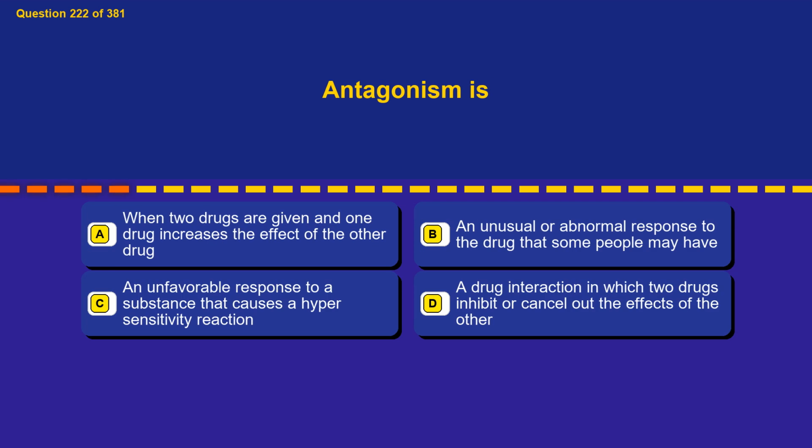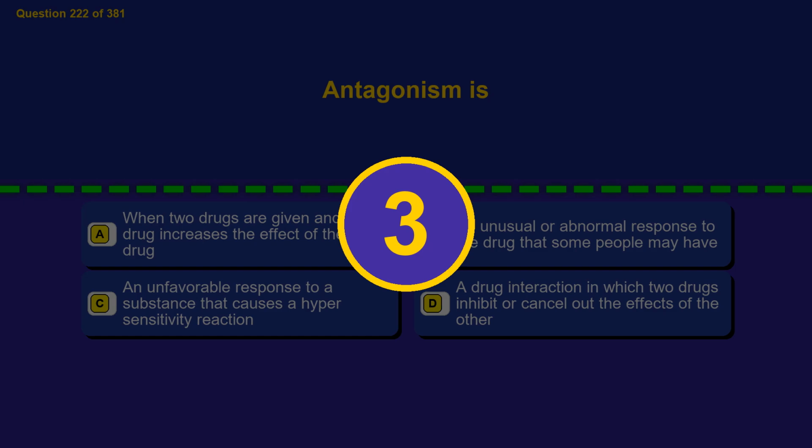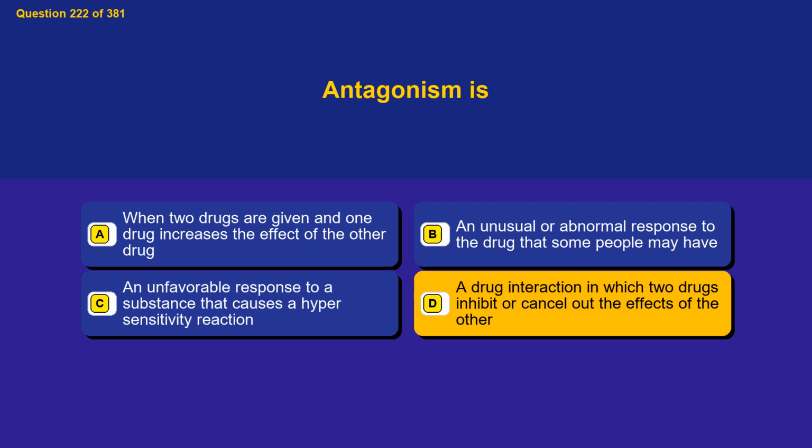Question 222. Antagonism is. Option A. When two drugs are given and one drug increases the effect of the other drug. Option B. An unusual or abnormal response to the drug that some people may have. Option C. An unfavorable response to a substance that causes a hypersensitivity reaction. Option D. A drug interaction in which two drugs inhibit or cancel out the effects of the other. The correct answer is option D. A drug interaction in which two drugs inhibit or cancel out the effects of the other.